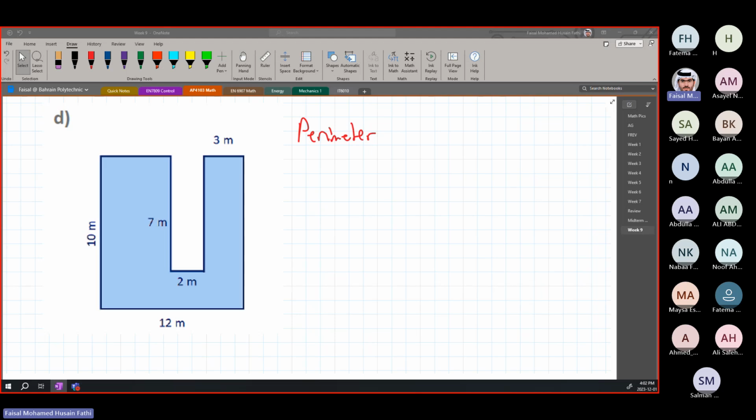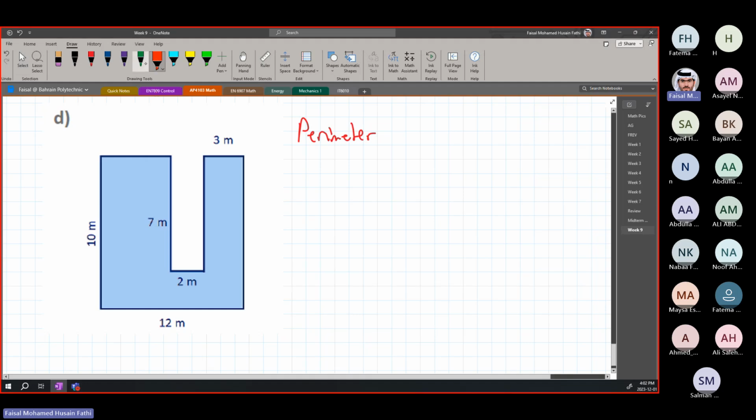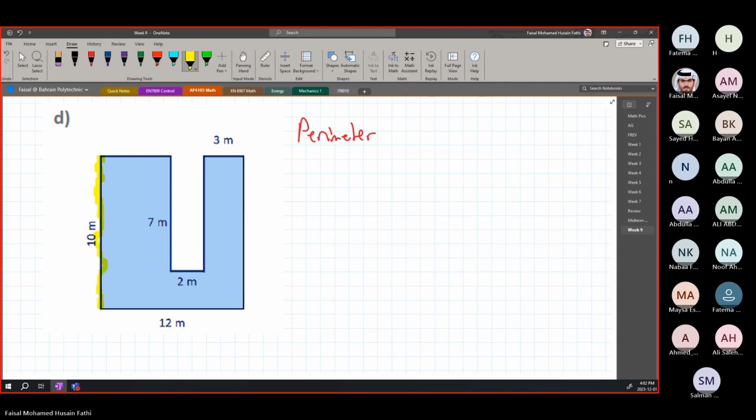Okay, sorry about that. So let's find the perimeter. Exact same thing we did before. How do we find perimeter? We look at the known sides. We'll start with this 10. We are given this is 10 meters. Okay, we know that this is 12. So I'm highlighting the sides that we have.